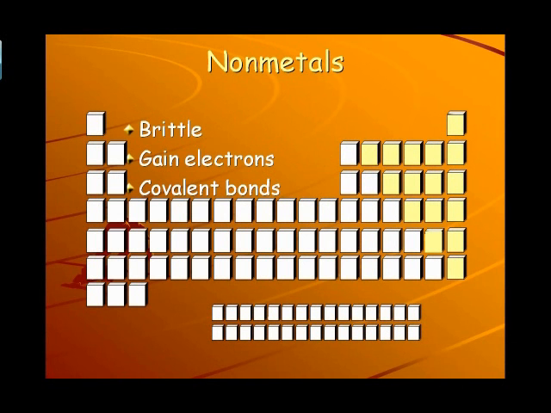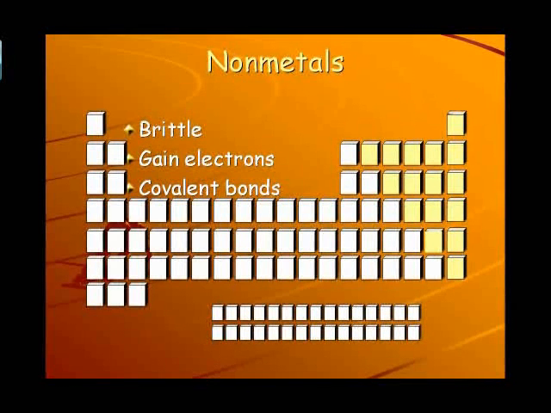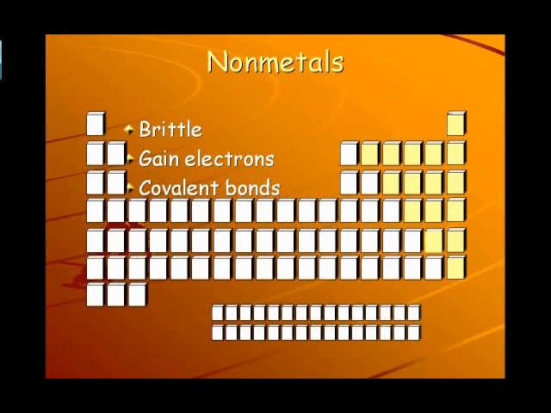On the right side of the table, in the light yellow, are the nonmetals. They tend to be brittle. They tend to gain electrons, so they will have a negative charge when they are in their ion form, and we call those ions anions. So anions are ions which have a negative charge, and they tend to form mainly covalent bonds, but they will bond ionically with a metal.